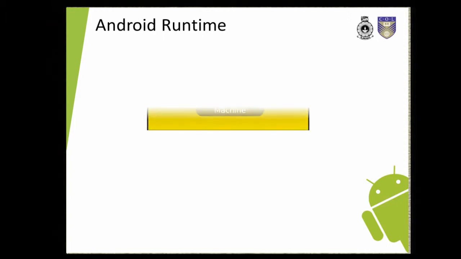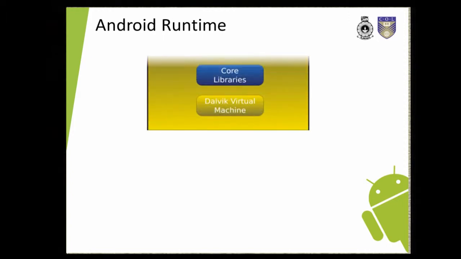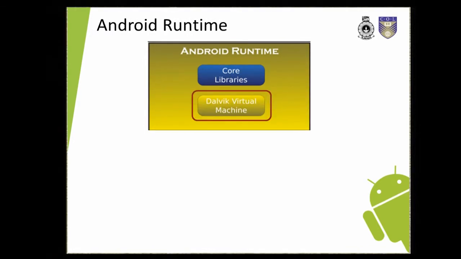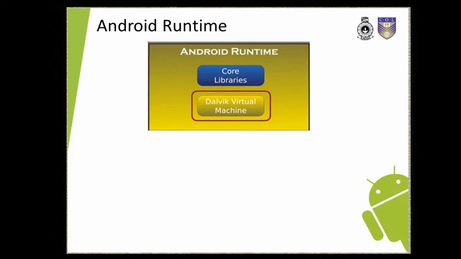There are two components involved with Android Runtime, core libraries and Dalvik Virtual Machine, which we also refer to as DVM. This is a lightweight virtual machine which is similar to Java Virtual Machine or JVM.